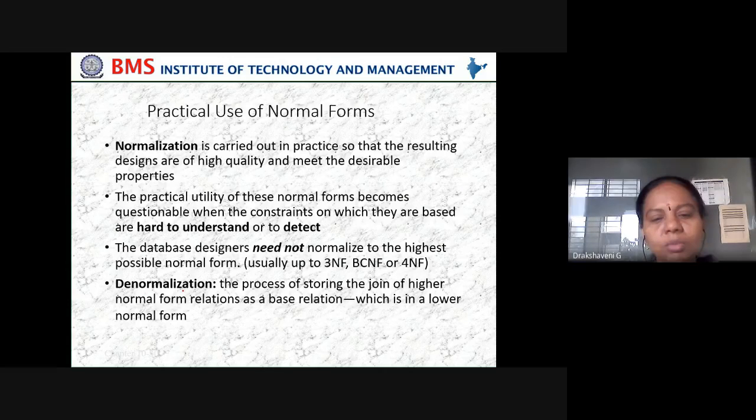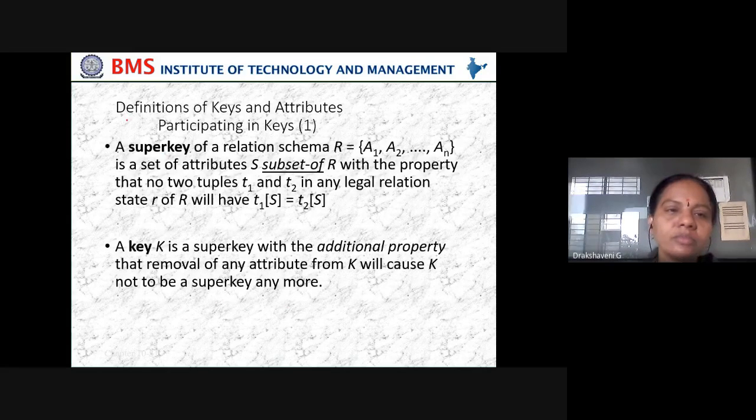So what is denormalization? It is the process of storing the join. Now I am joining your student details and department details, and that is what is called a join. So denormalization is the process of storing the join of higher normal form relations as a base relation, which is in a lower normal form.